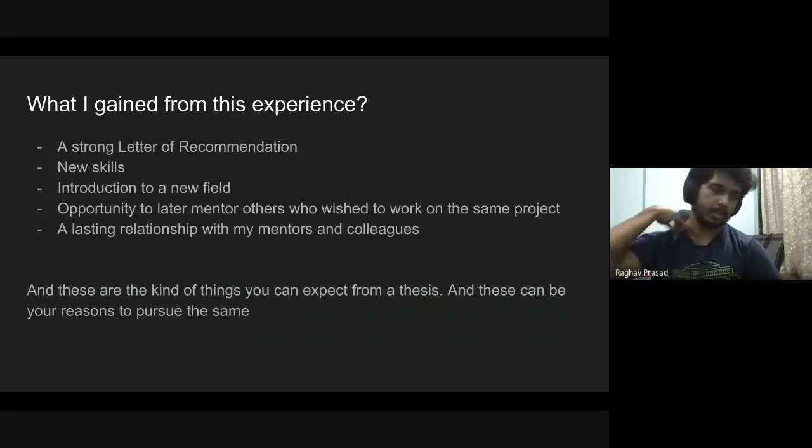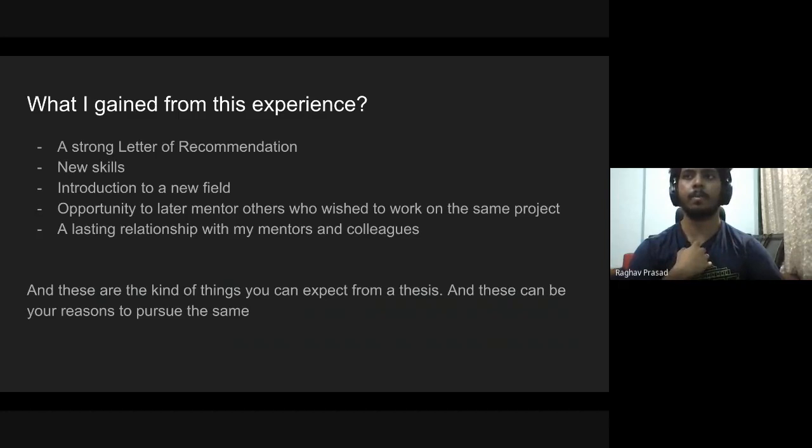I got a strong letter of recommendation. My professor kindly agreed to write a letter of recommendation for me while I was applying for grad school, and the timing was nice because I completed the bulk of my project right before December, and December is when the graduate application deadlines are. By that time, I had finished a good chunk of my project, and I presented it to Sir, and he was happy with my work, and he agreed to give me a letter of recommendation.